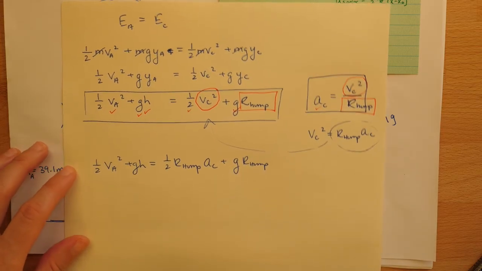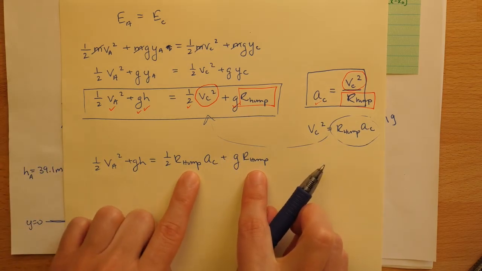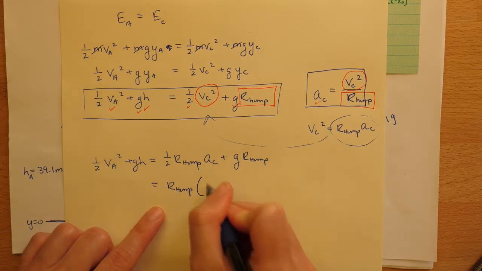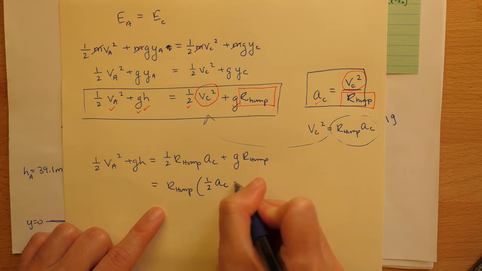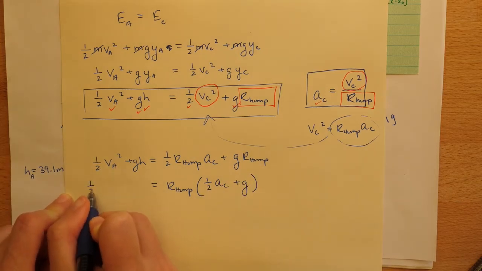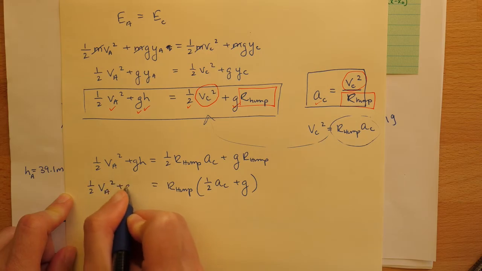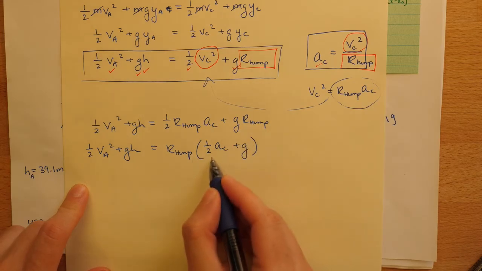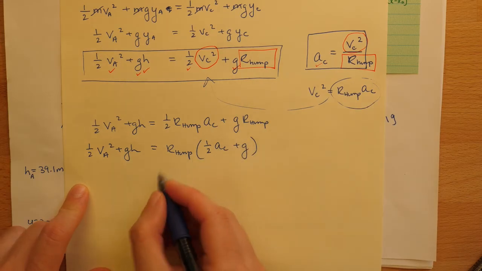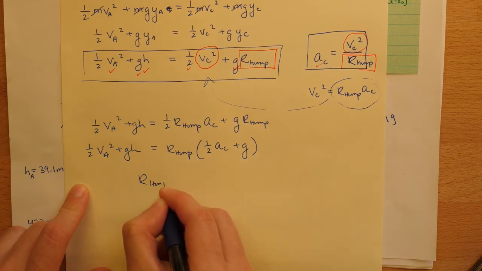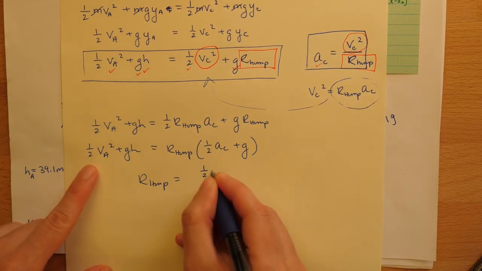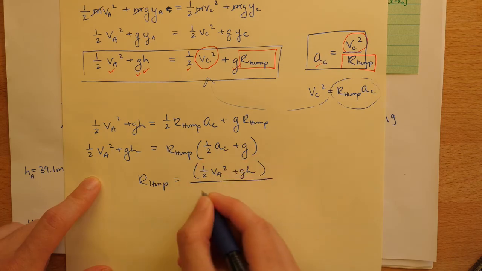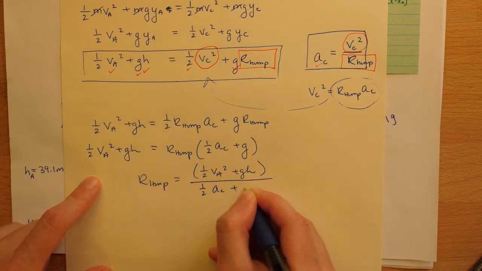Okay, so now we're ready to solve for our hump. So our hump is in both of these terms on the right. So I'm going to pull it out. Okay, and now to get our hump by itself, we're just going to divide both sides by this term. So our hump will be what's on this side, 1/2 vA squared plus g h, divided by this, 1/2 aC plus g.